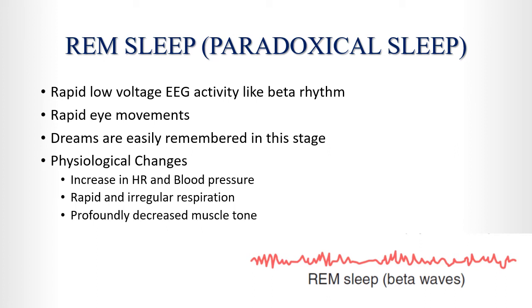Here in this stage there will be an increase in heart rate and blood pressure, as opposed to slow wave sleep in which heart rate and blood pressure decrease, and irregular respiration, which is also in opposition to slow wave sleep. Muscle tone will decrease, but profoundly, more than in slow wave sleep. In slow wave sleep muscle tone also decreases, but here it decreases much more as compared to slow wave sleep. The neurotransmitter involved in REM sleep is acetylcholine.